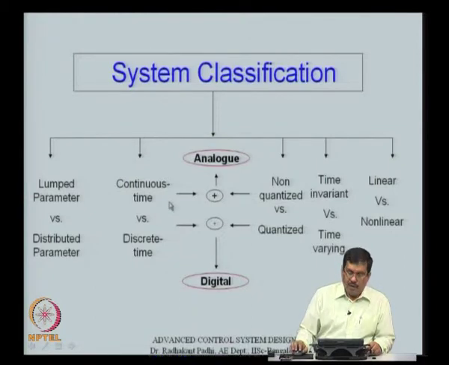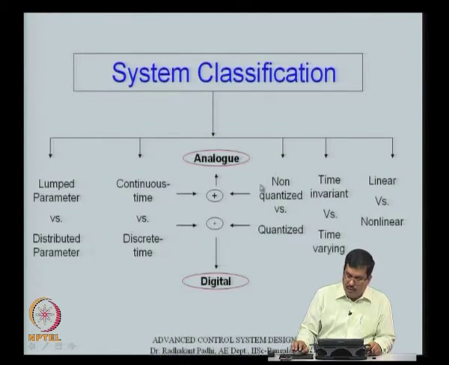Okay. Next, we can visualize systems as continuous time versus discrete time. That is, whether the time variable, which is the independent variable, evolves in a continuous manner, or evolves in a discrete sense. That means the time signal just jumps from one value to another. That is the type of system that we visualize as a discrete time system. Otherwise, if time is continuous and smooth, then we visualize that as a continuous time system.